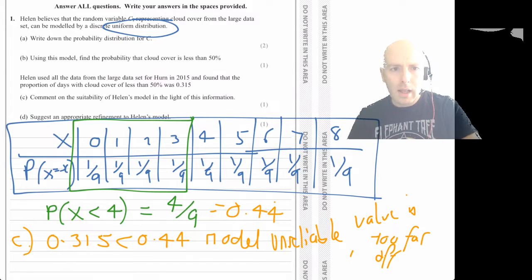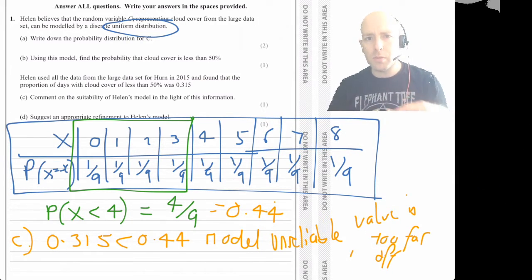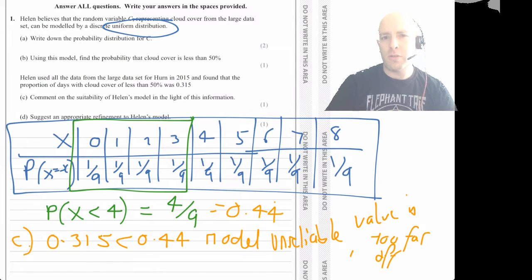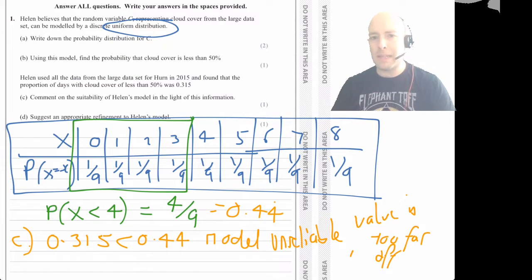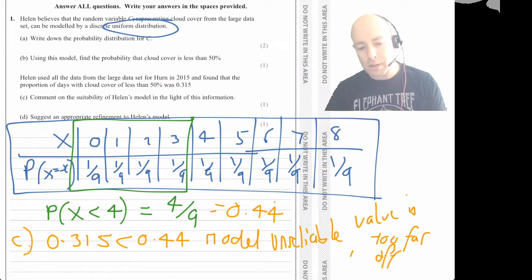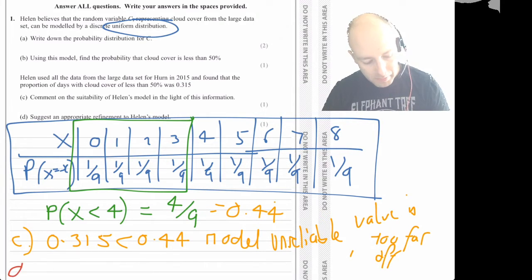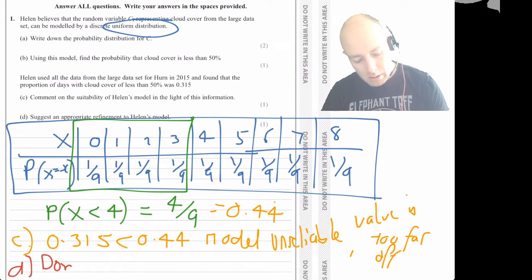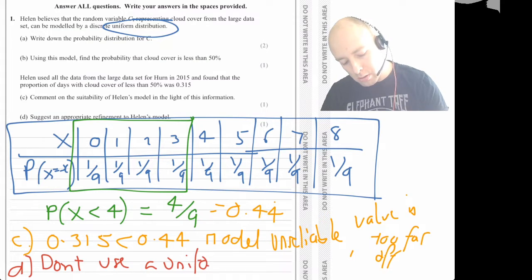Okay. Last bit, how could we improve this model? Well, the cloud cover isn't uniform. The probability of it being completely sunny or completely cloudy isn't the same on any given day. So using a uniform distribution is probably not a good idea. So one good refinement would be don't use a uniform distribution.